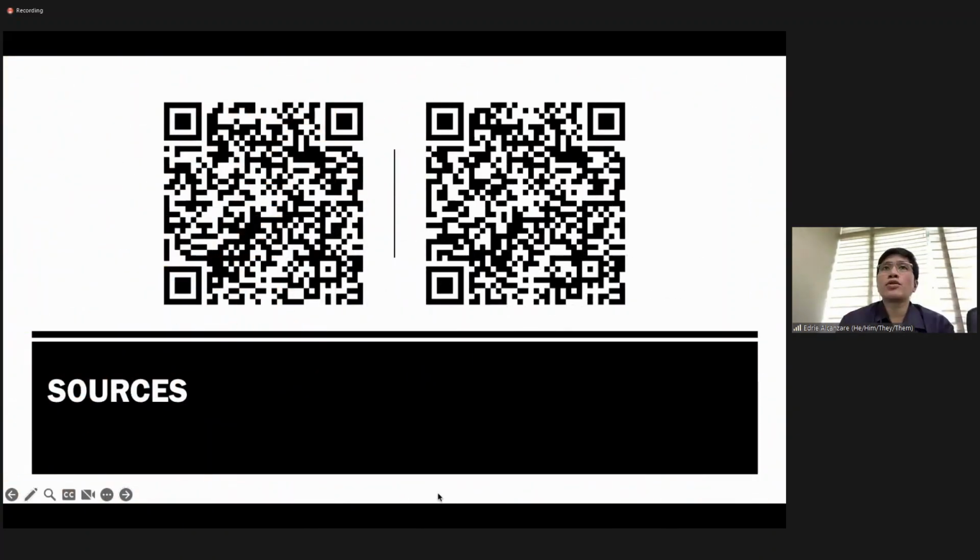So these are my sources, and by sources, I have taken the liberty of converting them into a QR code in case you would like to scan and peruse at your own leisure. These are taken from the PubMed website.